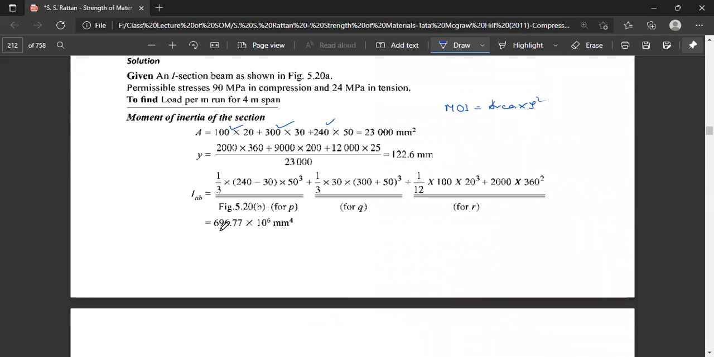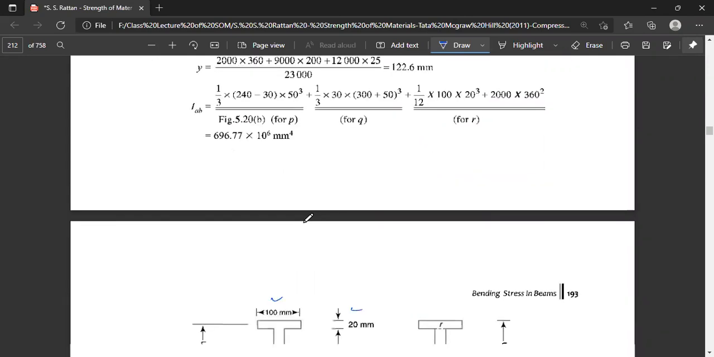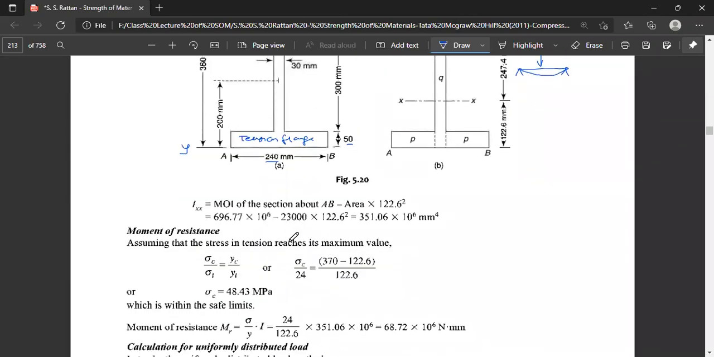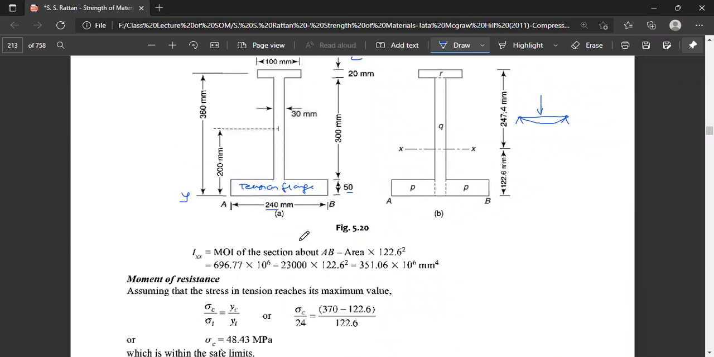So the IAB will be 696.77 into 10 to the power 6 millimeter to the power 4. Next, IXX, the moment of inertia of the section about AB minus area into the distance from XX to AB. That is, we have calculated 122.6 squared multiplied by the area. The area we also calculated for the full area. So you put all these values and you get the final moment of inertia about IXX as 351.06 into 10 to the power 6 millimeter to the power 4.